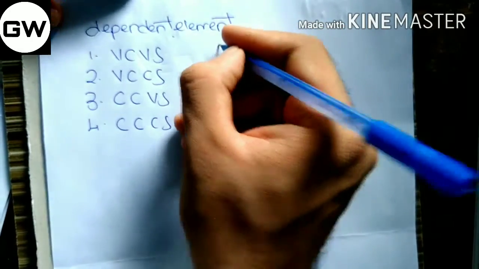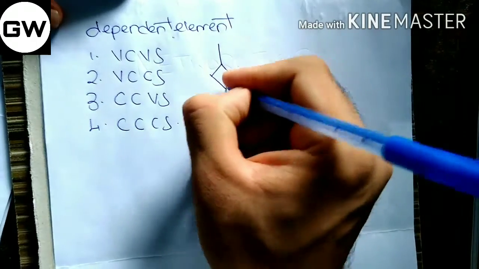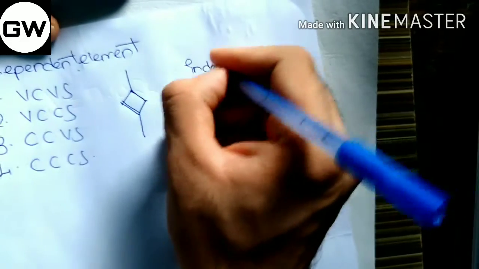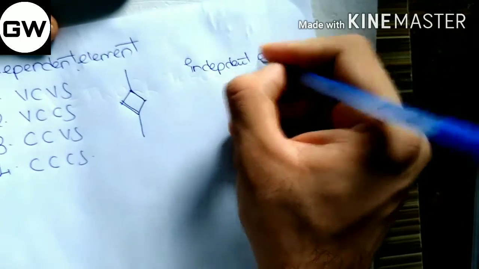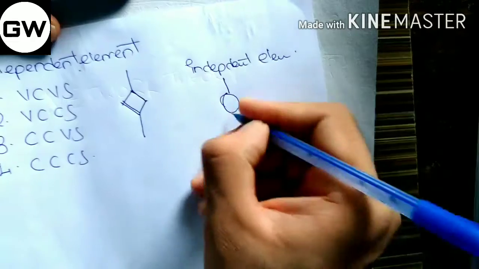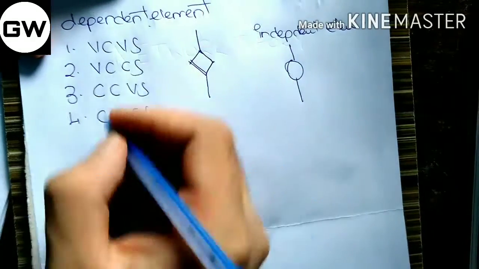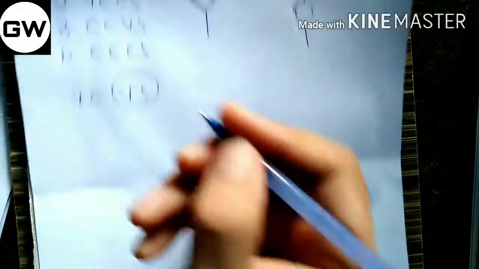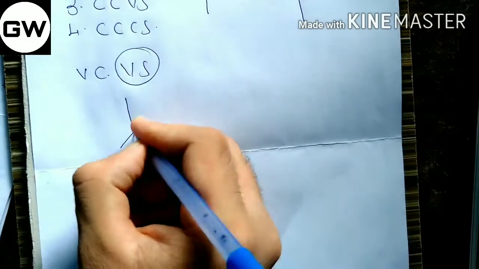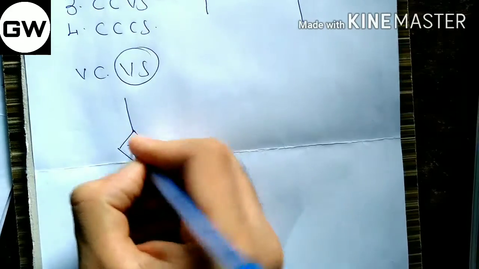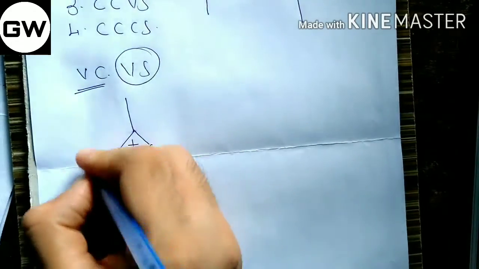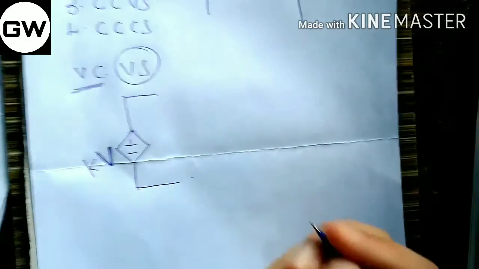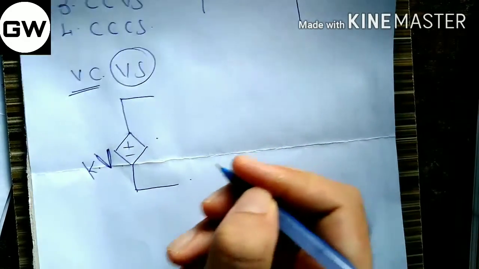Basically, the symbol for the dependent elements is a diamond symbol, whereas the symbol for the independent elements is a circular symbol. First one, voltage controlled voltage source. This is a dependent element, a voltage source with plus and minus. Voltage controlled means some constant times a voltage, it signifies this. This is the voltage controlled voltage source.